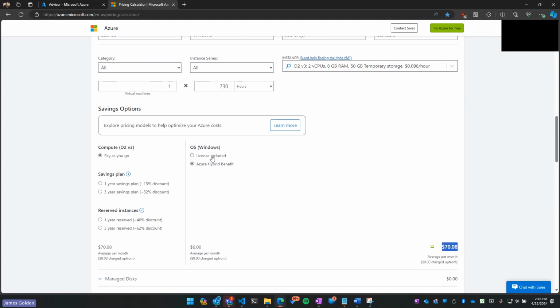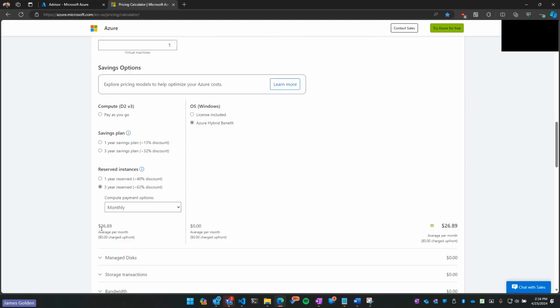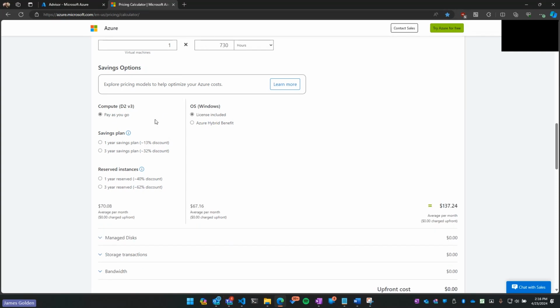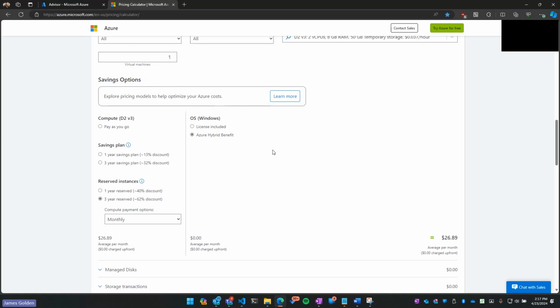Most people, for whatever reason, do not realize that, but it is a good chunk of your spend. If you combine the Hybrid Benefit and the reserved instances, you get to a shockingly tiny monthly spend. You can see with just a regular D2 on a pay-as-you-go regular license, $137, but when you knock that down to Hybrid Benefit and on a reserved instance, you're looking at $26. So as you can see, the dramatic savings that could be here.